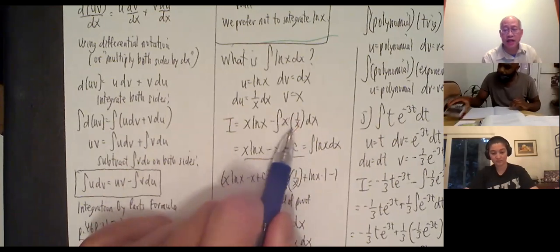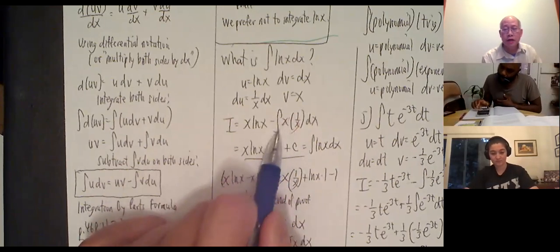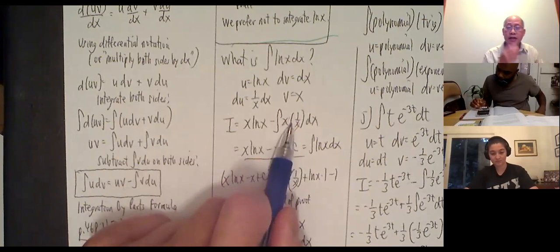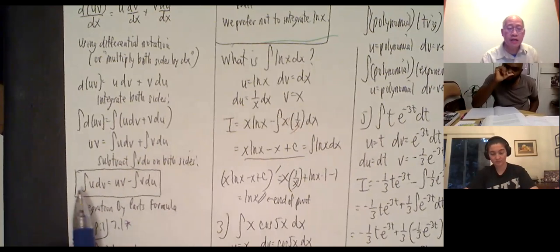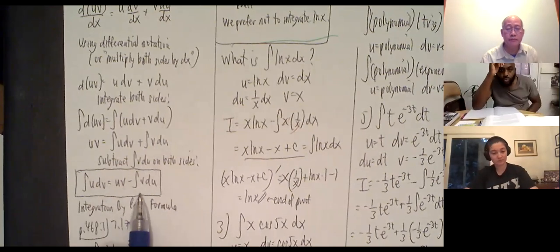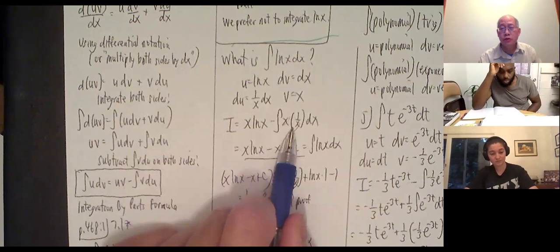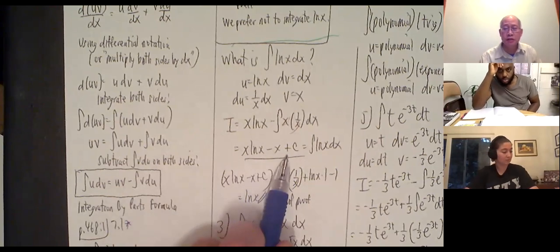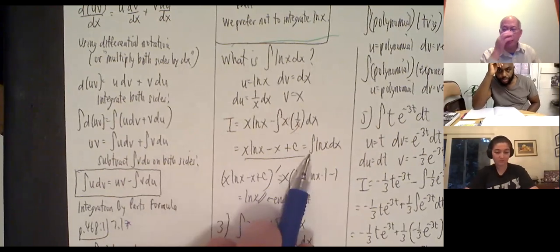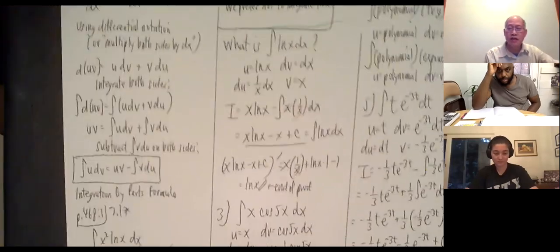Very conveniently, the x's cancel out. So I'm integrating 1. I like that. Did this integral come out easier than this one? Yes, tremendously. I'm just integrating 1. So it's the integral of 1, which is x. So x ln x minus x plus c. Okay, so this happens to be the integral of natural log of x dx.